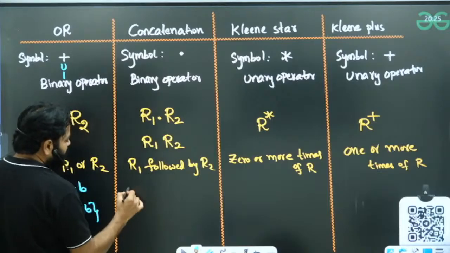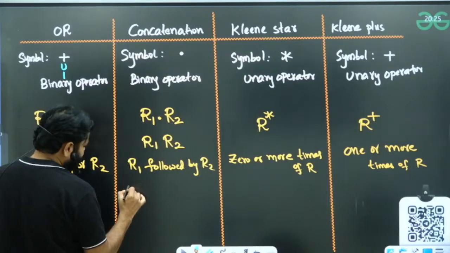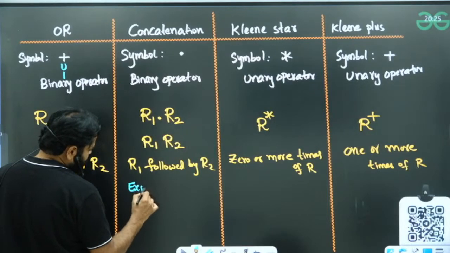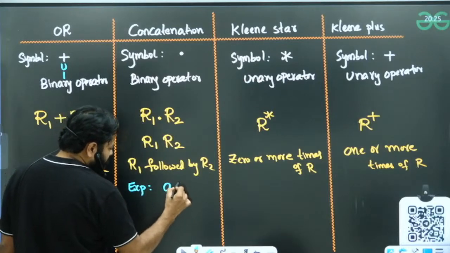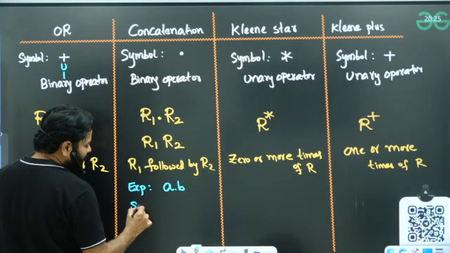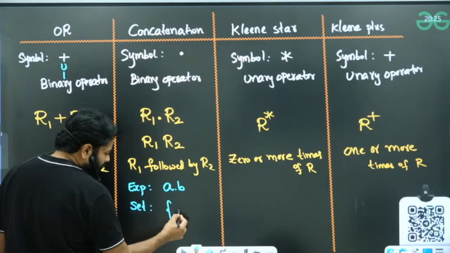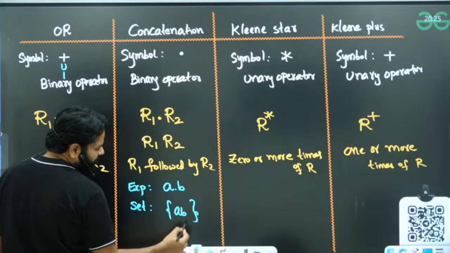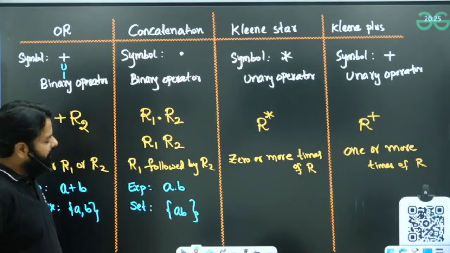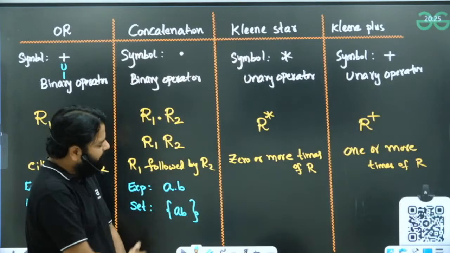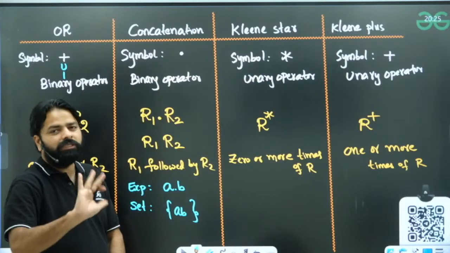And here, if you take a regular expression like A dot B, then the equivalent language, that's a set, correct? That's a language set, both are the same. You will get only one string, that is called AB. You will not get any other string here. You can't generate A, you can't generate B, you can only generate AB. There is no other string.